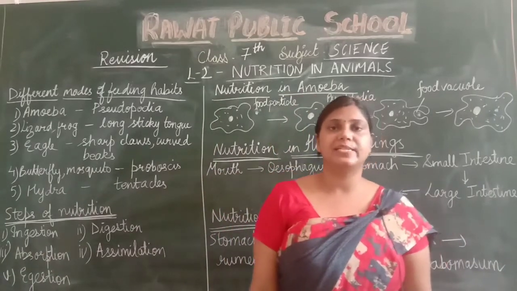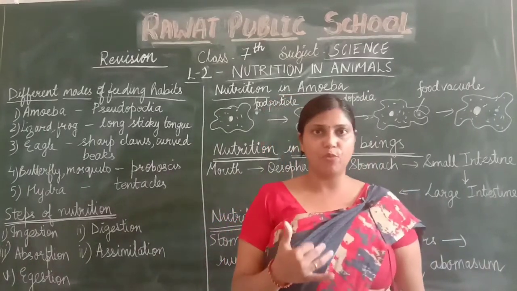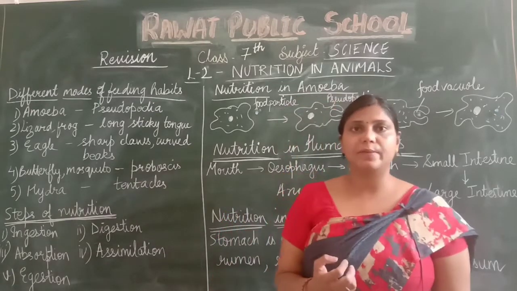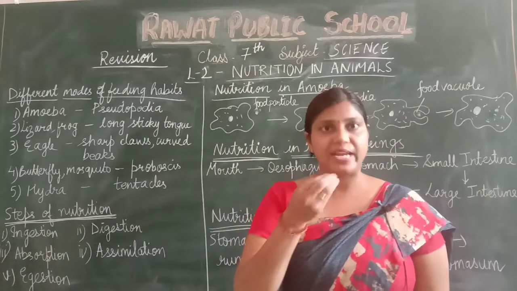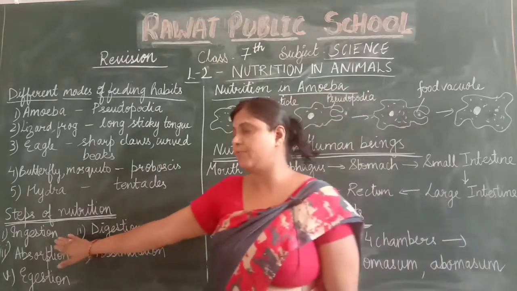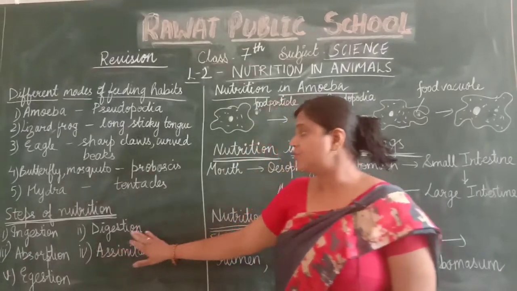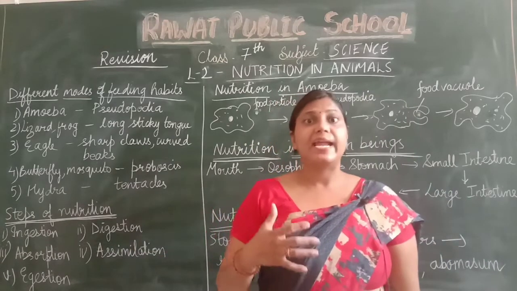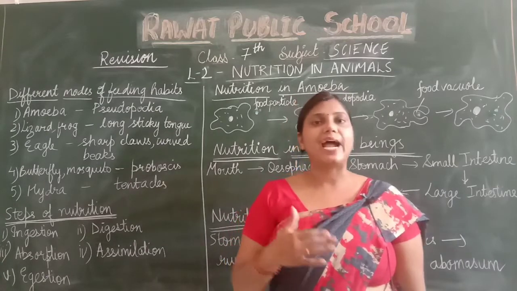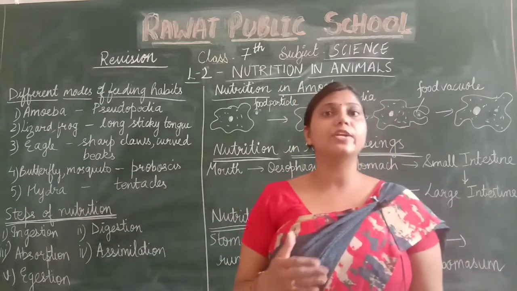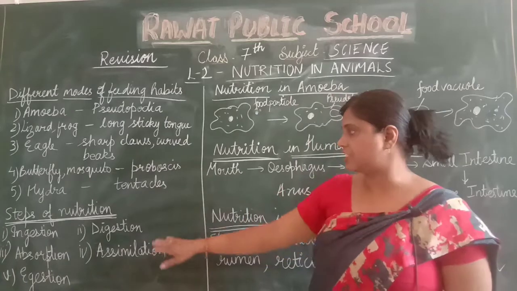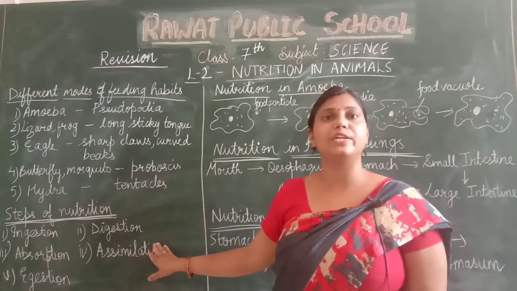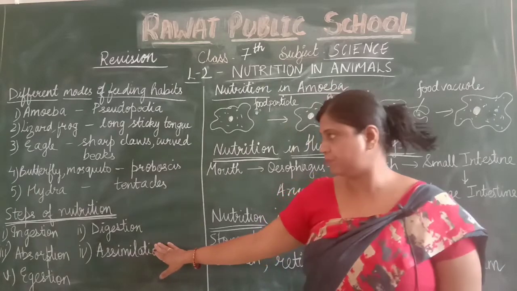Ingestion is a simple step in which we simply take in food, or all the organisms take in food inside the body, and in human beings this is done by the mouth. We eat the food through the mouth, so that is the process of ingestion. The next process is digestion. The food that we have taken is in a complex form and needs to be broken down into a simpler form. So digestion is a process in which the complex food is broken down into a simple soluble form.